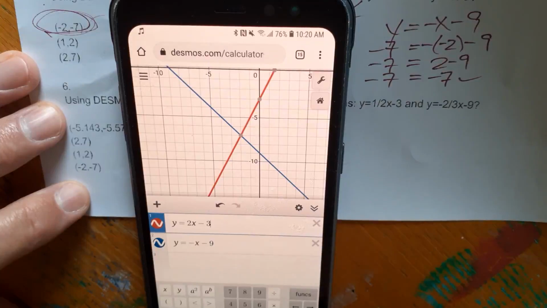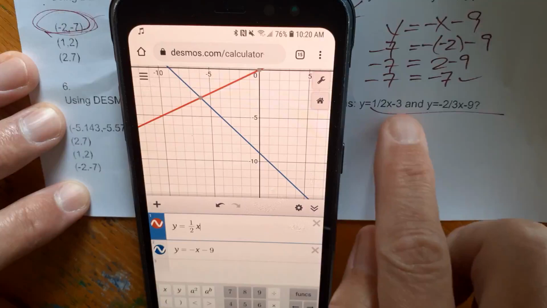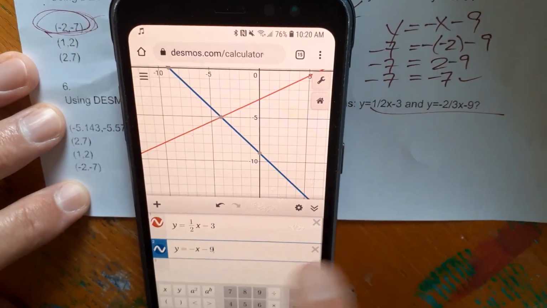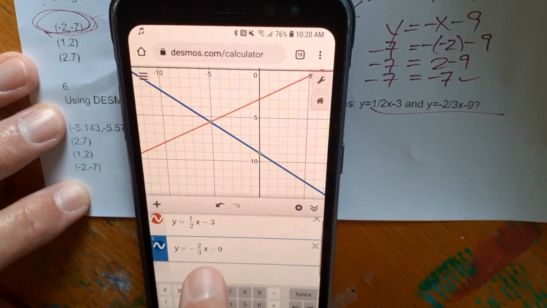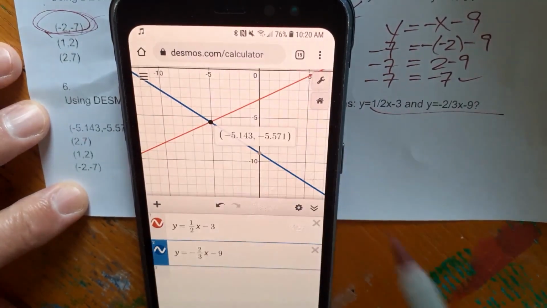Now we get some fractions involved in the graphing, but that's no big deal. We just say 1 divided by 2 will give us the 1/2 here. X, let's go to the right, put an x, and say minus 3. There's 1. And let's say negative 2/3 x. So negative, let's put a 2 divided by 3 in here. Negative 2/3 x minus 9. So that looks like the same one. Let's check to make sure that we have the same solution.